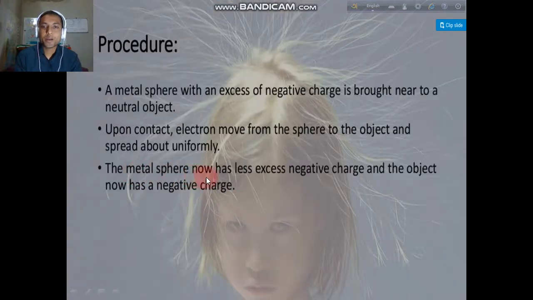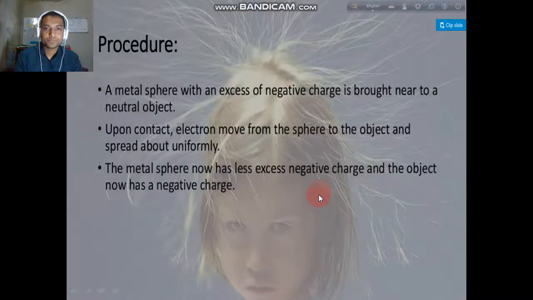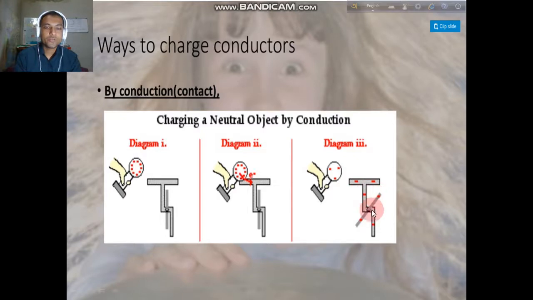The metal sphere now has less excess negative charge, and the object now has excess negative charge. Now the neutral object has a negative charge. In this way we can charge a neutral object by conduction.